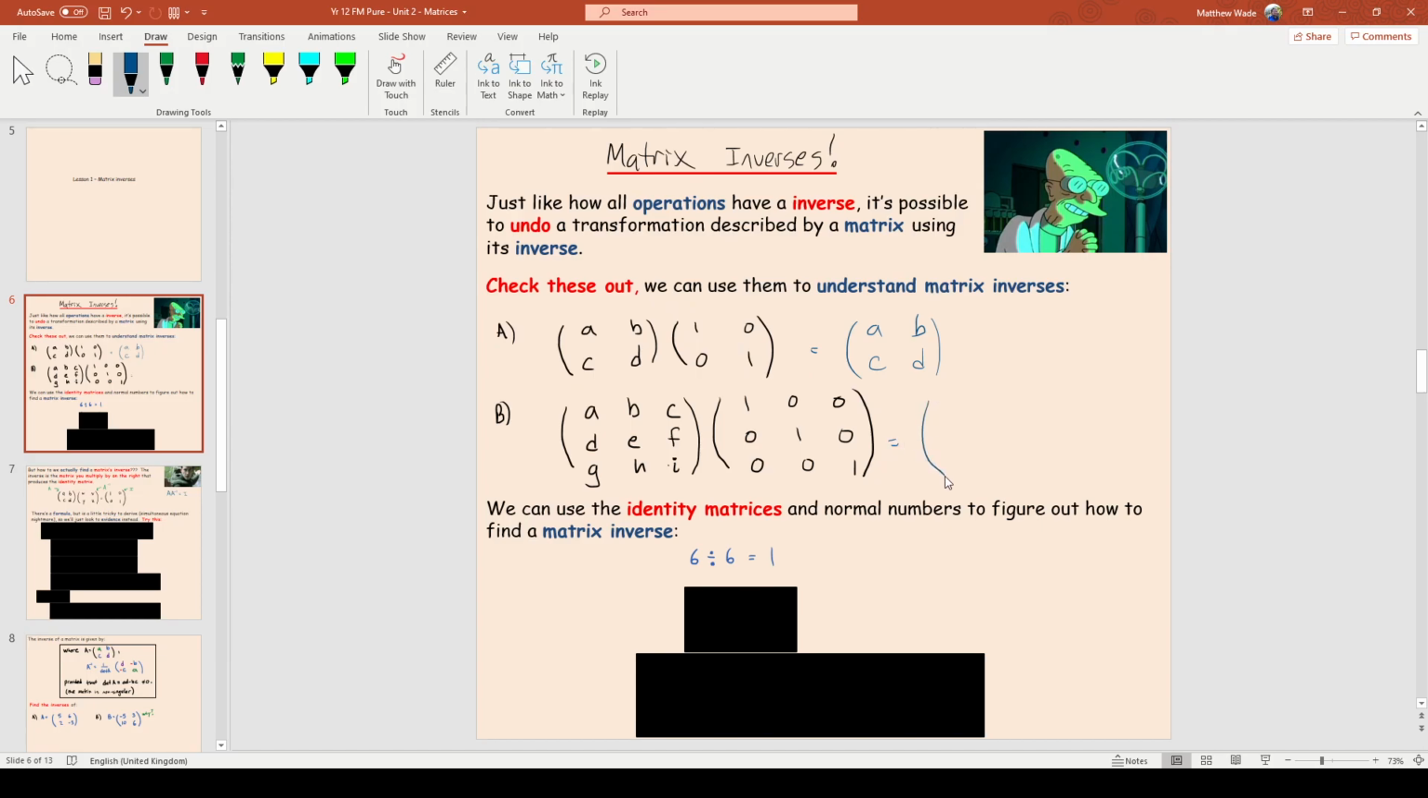I wonder what will happen in a 3x3. Well, a times 1 is a, b times 0 is 0, c times 0 is 0, that's a, and so on: b, c, d, e, f, g, h, i. You should have confirmed. So what we found is these matrices, the ones that have 1s down the main diagonal and 0s everywhere else, are really special. They're a matrix that if you multiply by it, nothing happens.